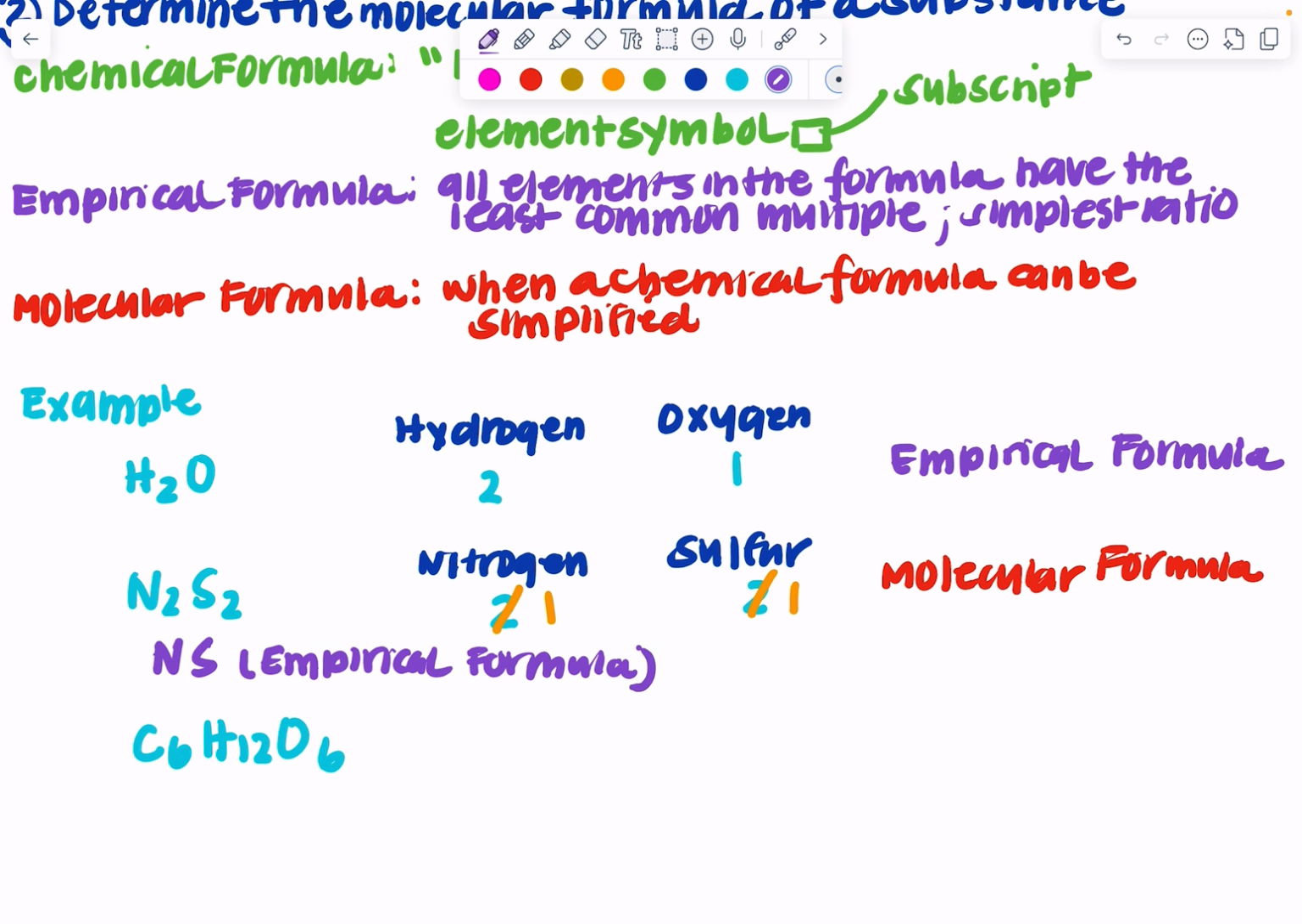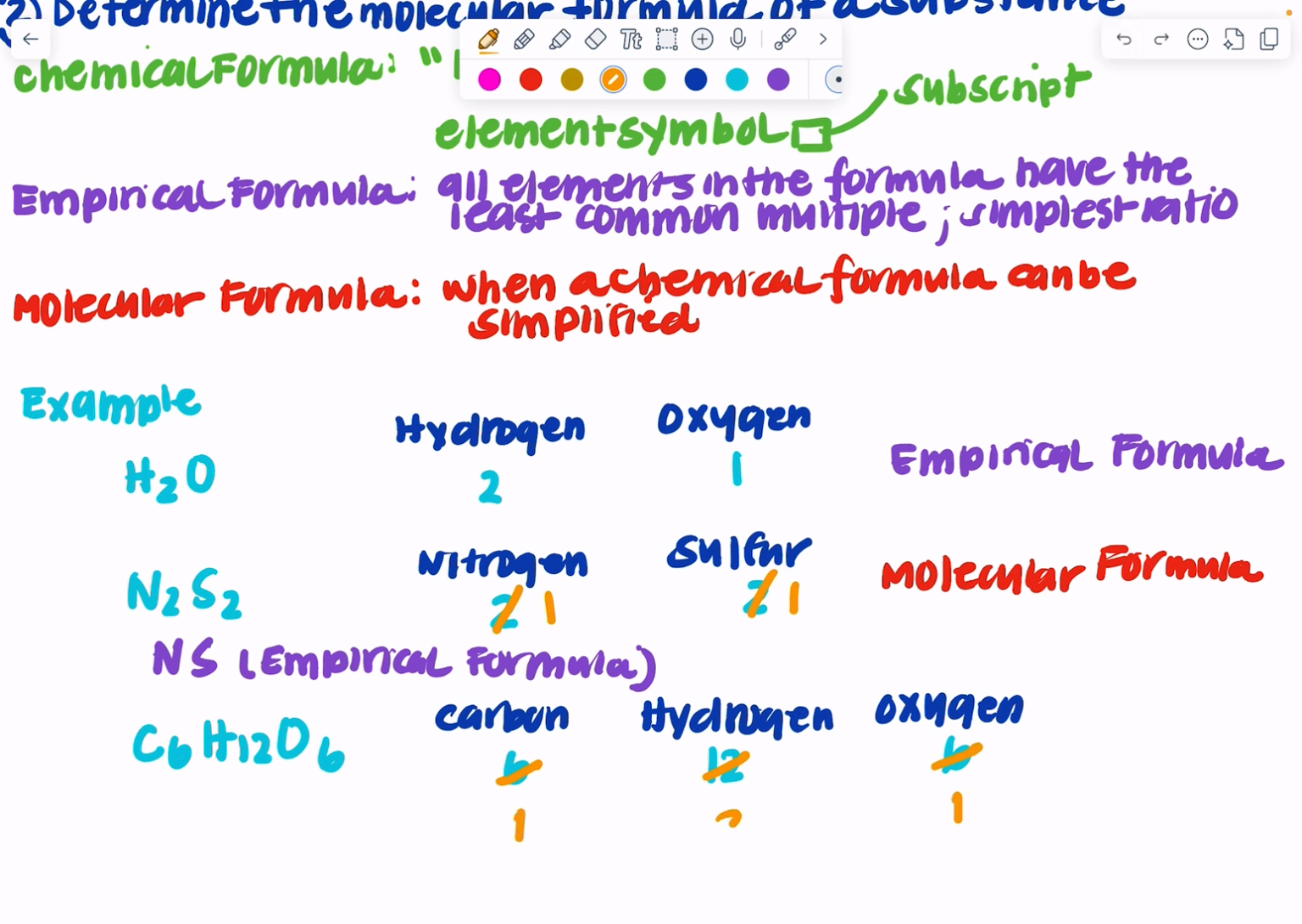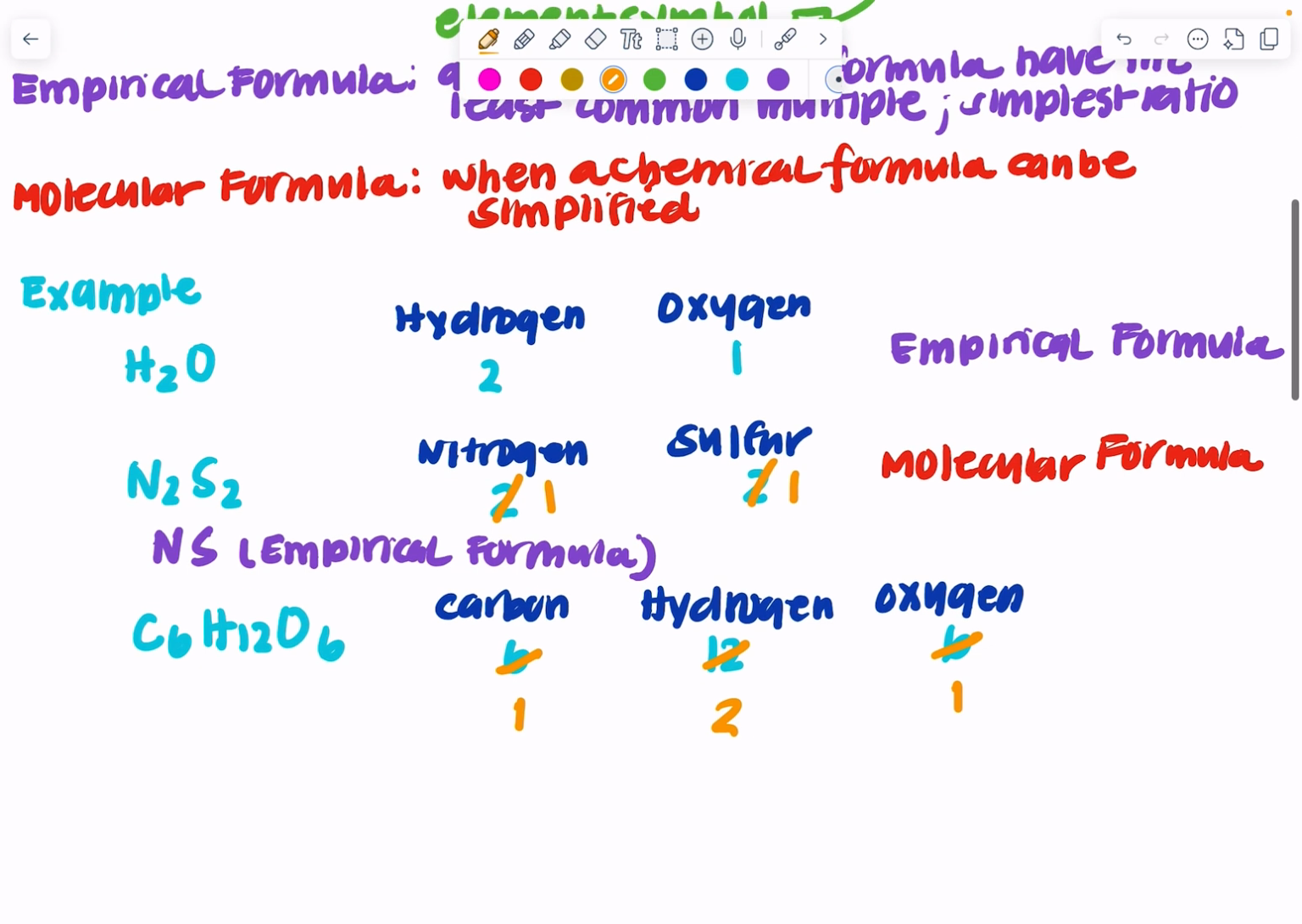And the last one has 3. We have carbon, hydrogen, and oxygen. There's 6 carbons, 12 hydrogens, 6 oxygens. We can absolutely simplify this, divide them all by 6: 1 carbon, 1 oxygen, 2 hydrogens. So glucose itself is a molecular formula. If we wanted to write the empirical formula, we could do CH2O. That's no longer glucose, but that is the empirical formula of glucose.